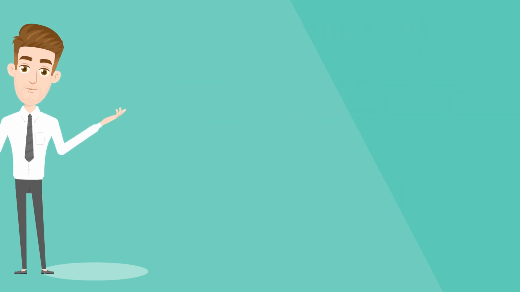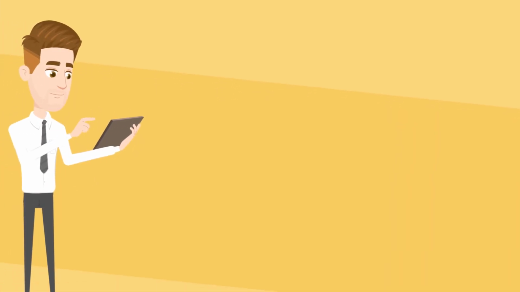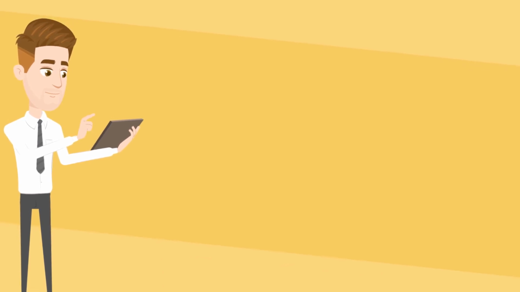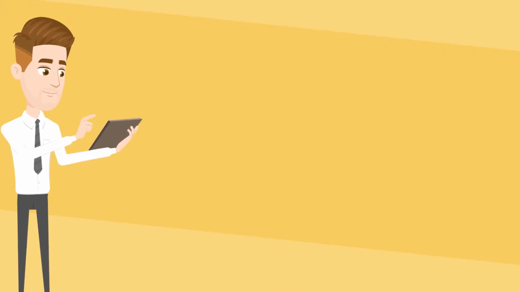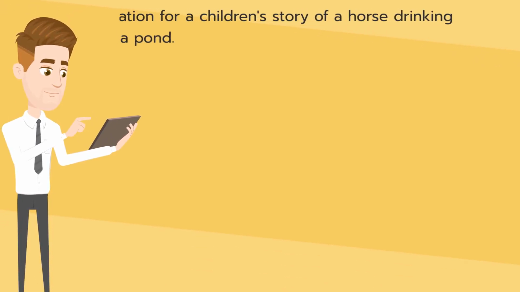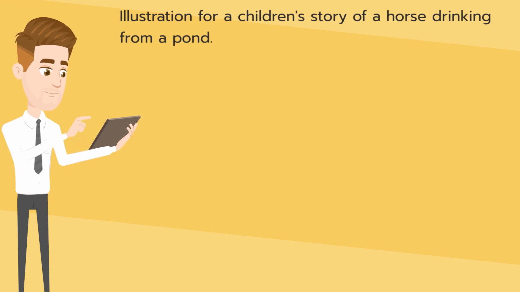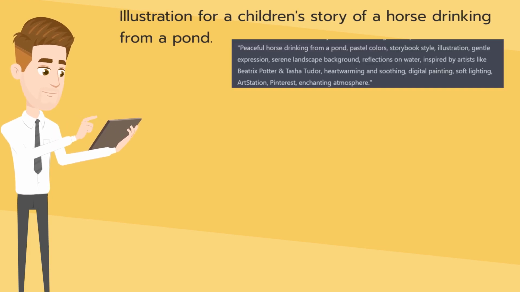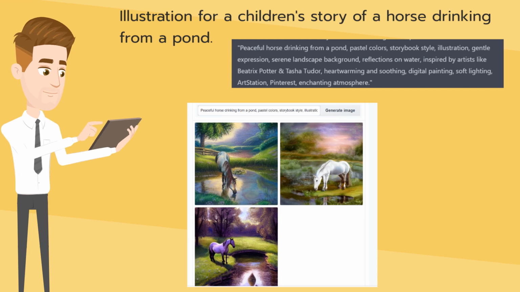Well, now it's time for the most fun part, which is to test it out. For that, I've created 5 possible requests that we can give to ChatGPT and see the results we get. The first one will be to create a prompt to generate an illustration for a children's story of a horse drinking from a pond. And here it is. Now we copy it and use it in Stable Diffusion. And here's the result. What do you think?